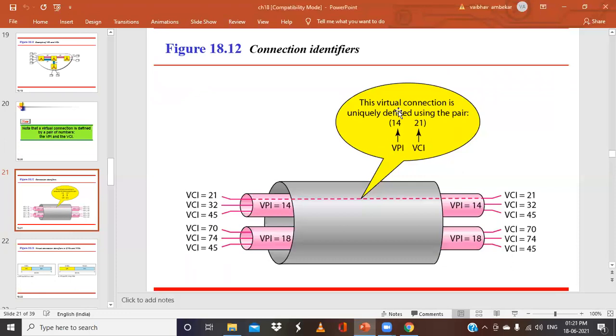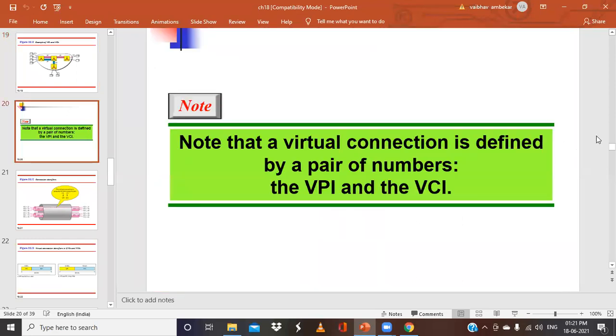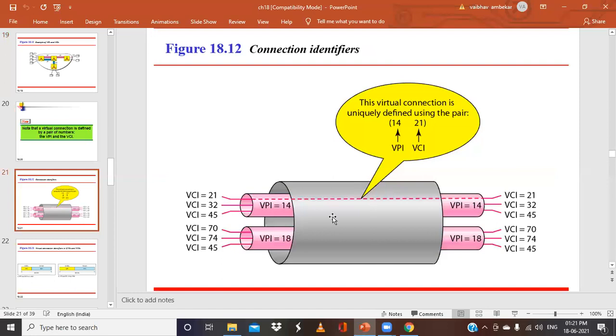So this virtual connection is uniquely defined using the pair VPI and VCI. Before the actual transmission takes place in the ATM, we should understand that between two endpoints, it will identify the virtual path first. And once the virtual path is identified, then the virtual circuit, that is the VCI. Here we can see that this is the transmission path. In that we have two virtual paths, or two highways, and then in that we have different lanes of the highway, like VCI 21, 32, 45 and so on.